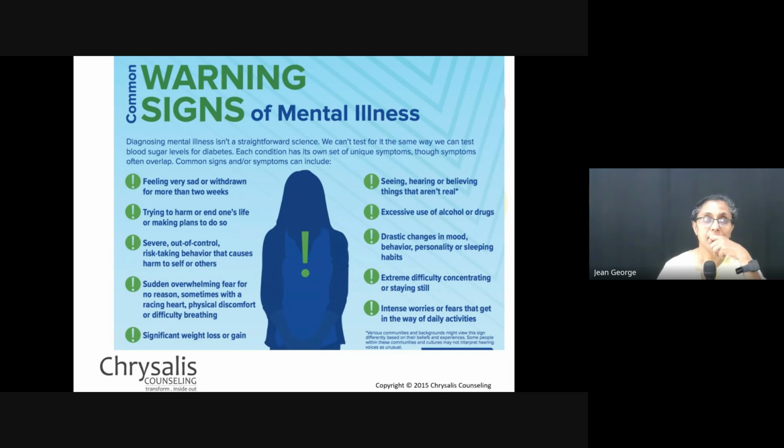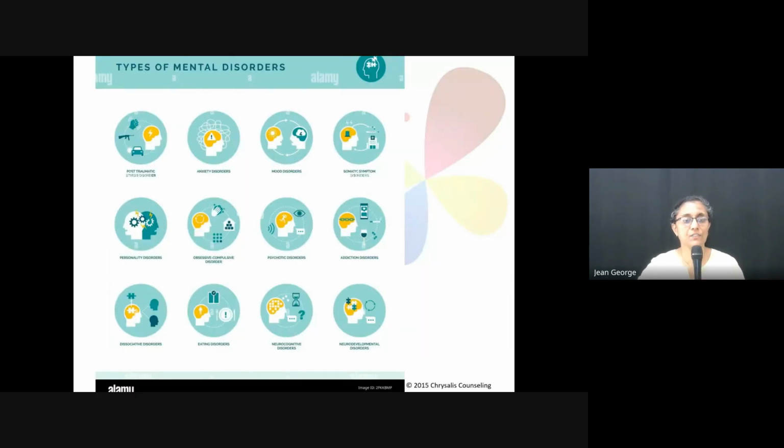So again, whenever you're hearing things like this, be careful not to quickly judge them as maybe demonic. They could be going through a mental health condition. So take enough history to understand what they are going through. Then use of alcohol or drugs, changes in mood, behavior, personality, extreme difficulty concentrating, and intense worries or fears that get in the way of daily activities. These are all warning signs of mental health illness that you will look at.